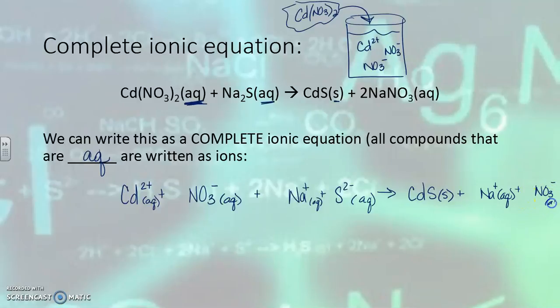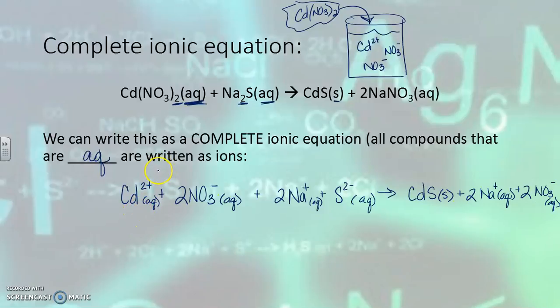Now, notice I haven't written any of my coefficients in. You do need to make sure that this is balanced all the way. Okay, so when you do this, you'll have to go through and make sure that you include your coefficients so it's all balanced. So here we have 1 cadmium, we would have 2 nitrates. Why? Because there's 2 nitrates. We'd have 2 sodiums. Why? Because it's right here. 1 sulfur. Cadmium sulfide's fine. 2 sodiums and 2 nitrates. It does need to stay balanced.